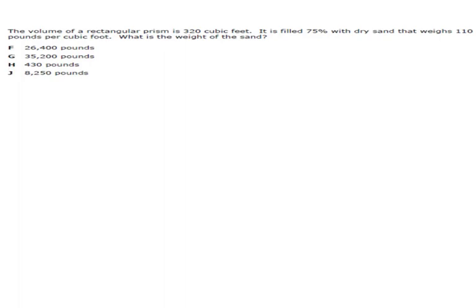The first one says, the volume of a rectangular prism is 320 cubic feet. It is filled 75% with dry sand that weighs 110 pounds per cubic foot. What is the weight of the sand? So let's break it down first of all. We have a rectangular prism.